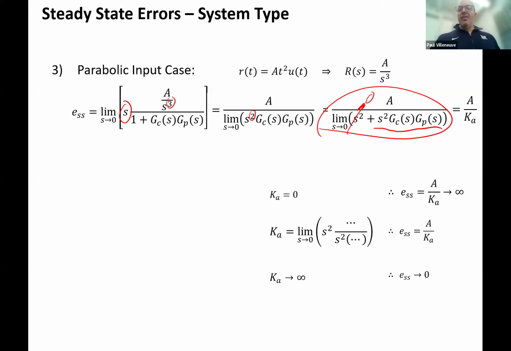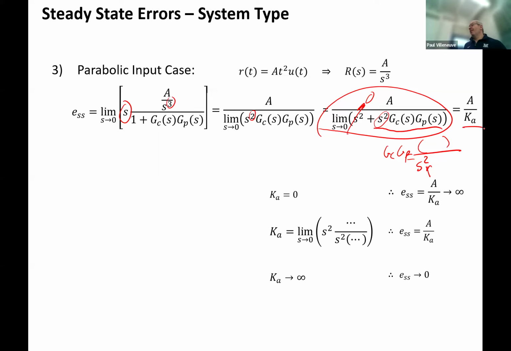Because the GC and the GP could have an S squared here in the denominator, which would cancel out the S squared that we would have in the numerator. So it's possible that it can actually cancel out. So that's why we can't definitively say, well, we're multiplying something by 0, so it's going to go to 0. No, that S squared in the numerator can get canceled out. So we're going to define that as K sub A.